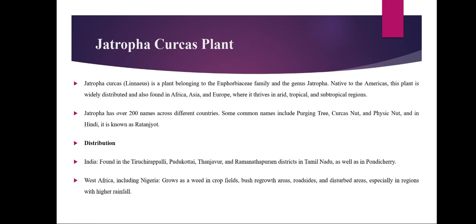Jatropha curcas plant. Jatropha curcas is a plant belonging to the Euphorbiaceae family and the genus Jatropha. Native to the Americas, this plant is widely distributed and also found in Africa, Asia, and Europe, where it thrives in arid tropical and subtropical regions. Jatropha has over 200 names across different countries. Some common names include purging tree, curcas nut, and psychic nut, and in Hindi it is known as Ratanjot.